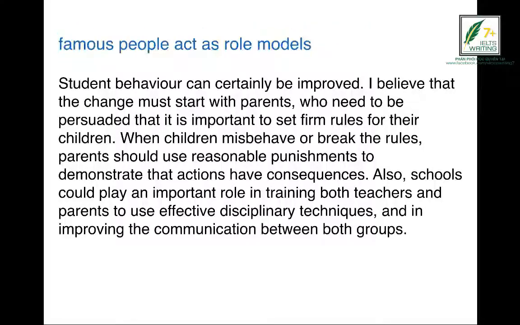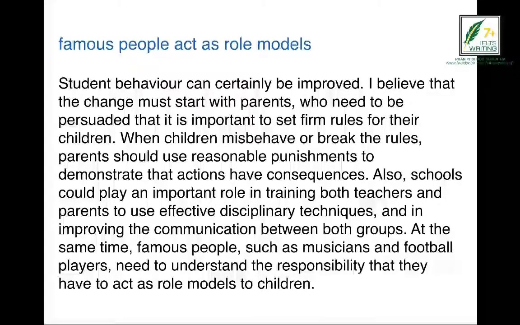Our finally idea, the famous people should act as role models. At the same time, famous people such as musicians and football players need to understand the responsibility that they have to act as role models to children.